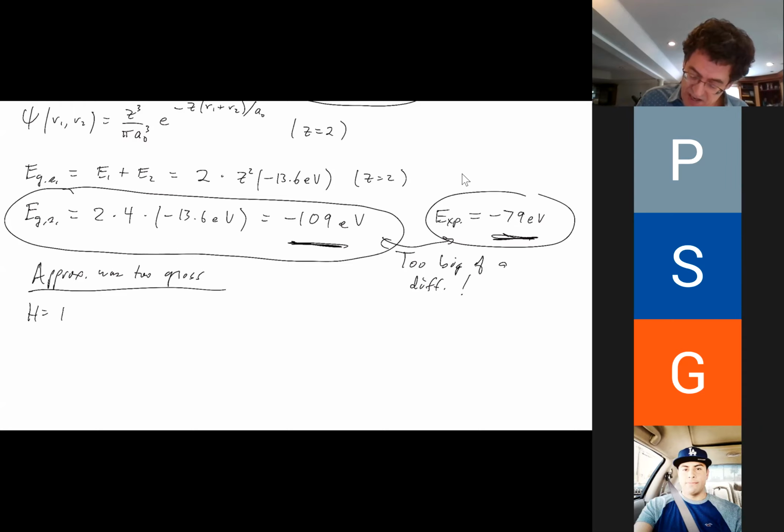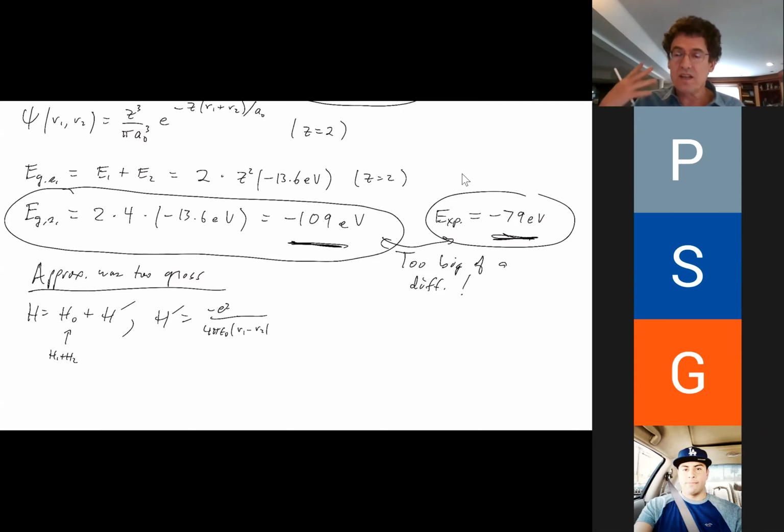Well, look at this. I can write H equals H naught plus H prime. H prime is equal to what? The electron-electron interaction. Exactly, negative E squared over 4 pi epsilon naught, R1 minus R2. That's exactly right. And H naught is just going to be my H1 plus H2. Okay, so you can formulate the problem in this way. What am I using here? What is this called? Perturbation theory. Exactly, perturbation theory.